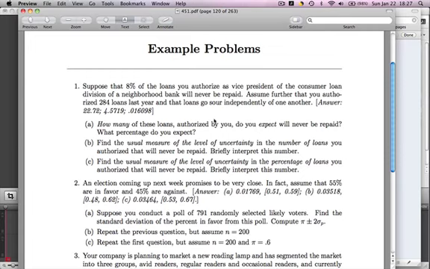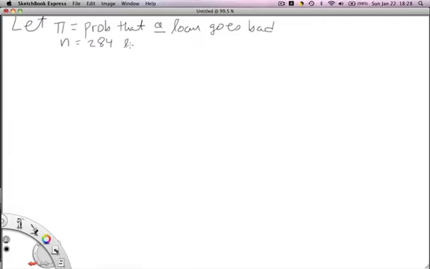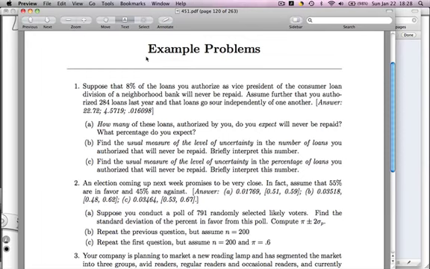Now let's start by writing down what we know. That's always a good thing. Let's go over to the sketch pad for a second, and we're going to say, let pi be the probability that a loan, just one loan, goes bad. And n, in this case, is 284 loans. So we authorize 284 loans. Let's go back to the problem.